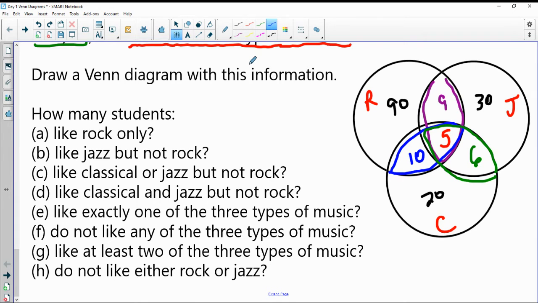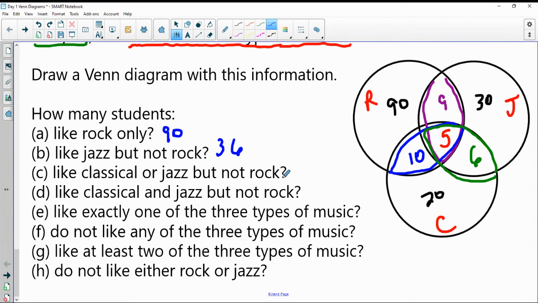Okay, so how many students like rock only? So when you do rock only, we have to cut out all the other stuff. So rock only we found was 90. Jazz, but not rock. So we're looking for jazz in the jazz circle, but we don't want any of the rock. This is the rock circle. So I've got 30 and 6.